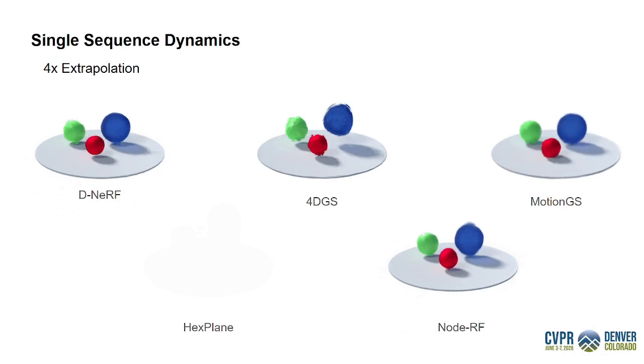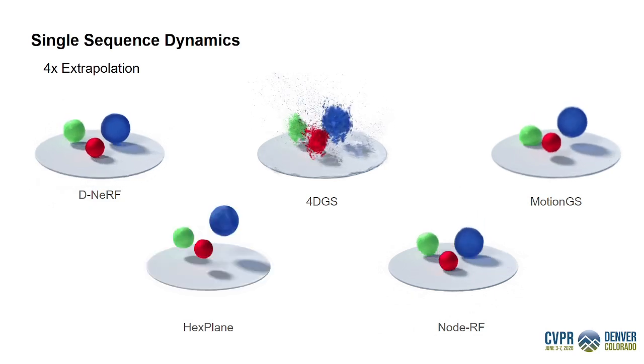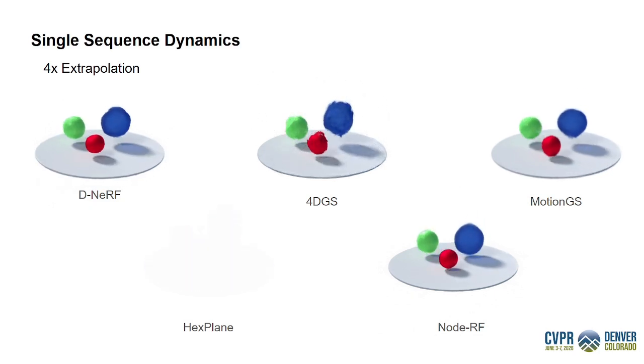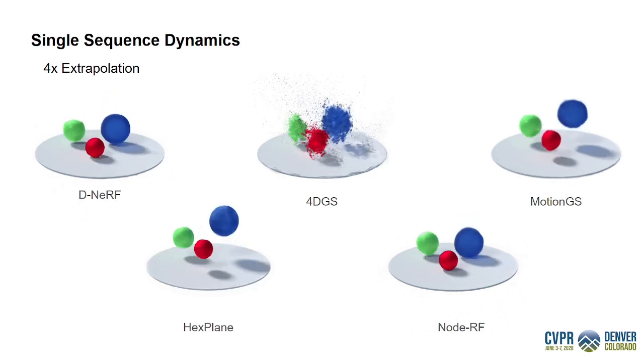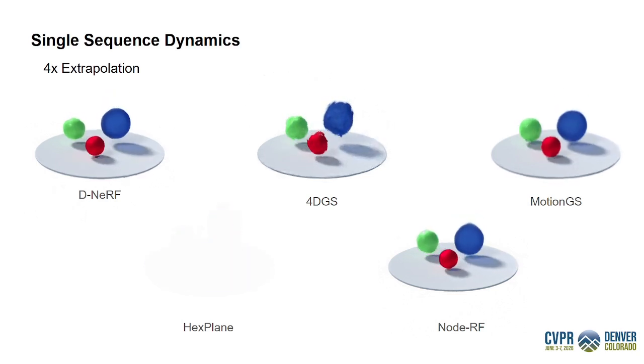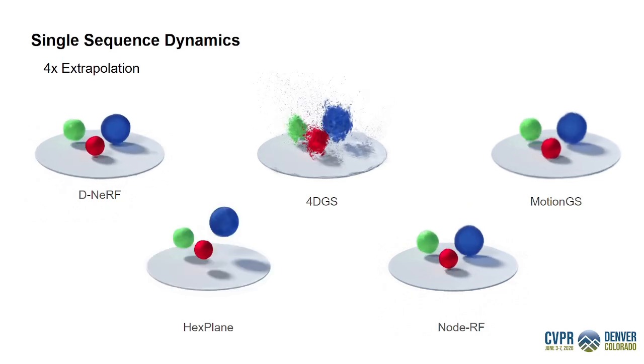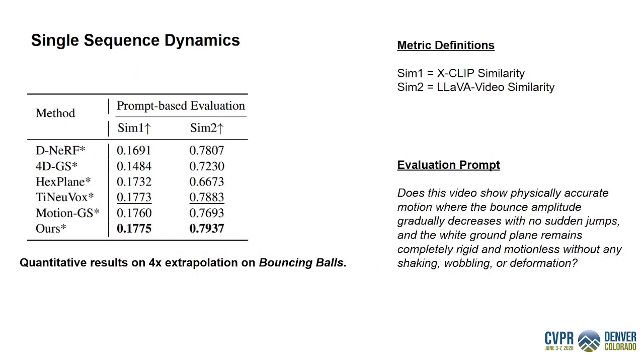Here is a long-term extrapolation or 4x extrapolation qualitative comparison, where we observe 4DGS disintegrates the scene, HexPlane vanishes the scene beyond the training window. DNeRF and MotionGS generate implausible extrapolations, whereas NodeRF generates plausible extrapolation with the balls eventually coming to rest. For quantitative analysis, we focus on the prompt-based similarity benchmark.